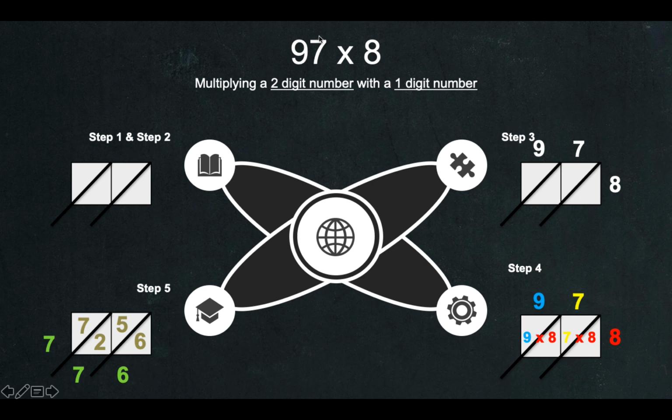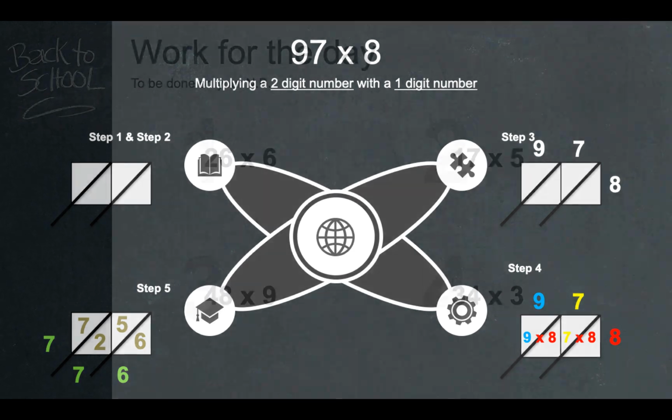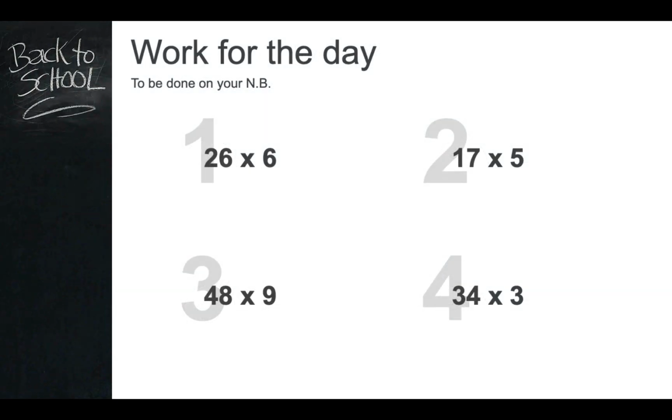So when I multiply 97 with the number 8, I get the answer 776. I hope that simplifies the lesson. Now today I want you to solve the following questions in your notebook using the lattice method. And once you do, I would like to see it in your submission.